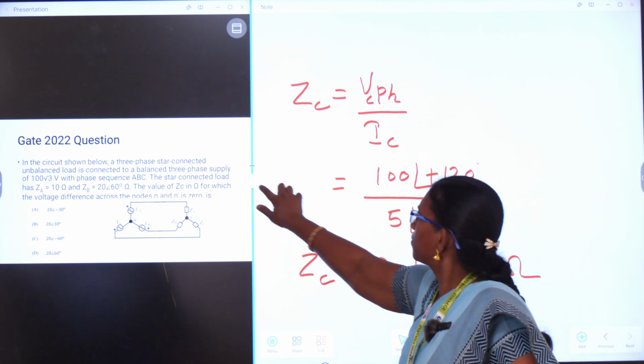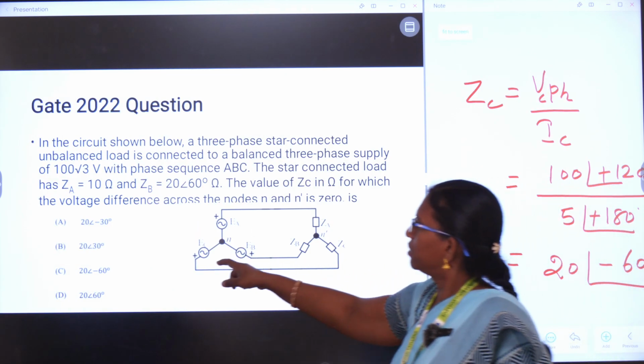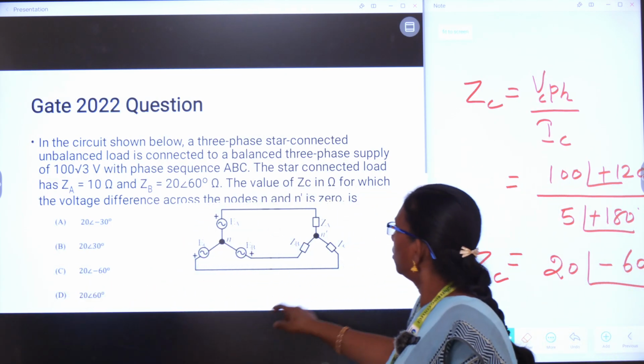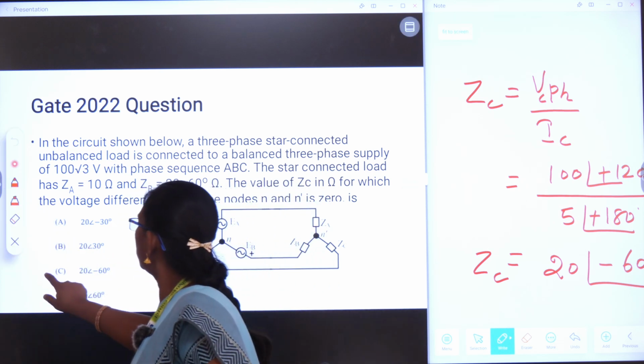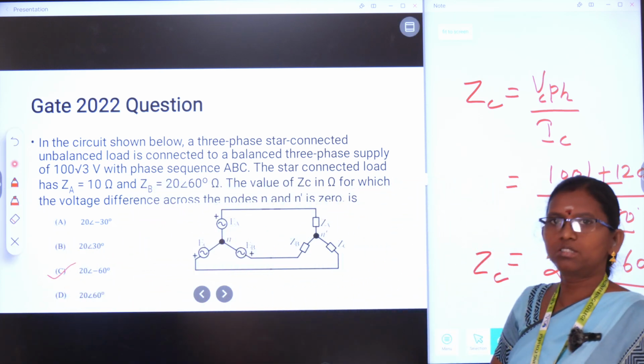So this is the answer. The correct answer is 20 angle minus 60. This is the right answer for this question.